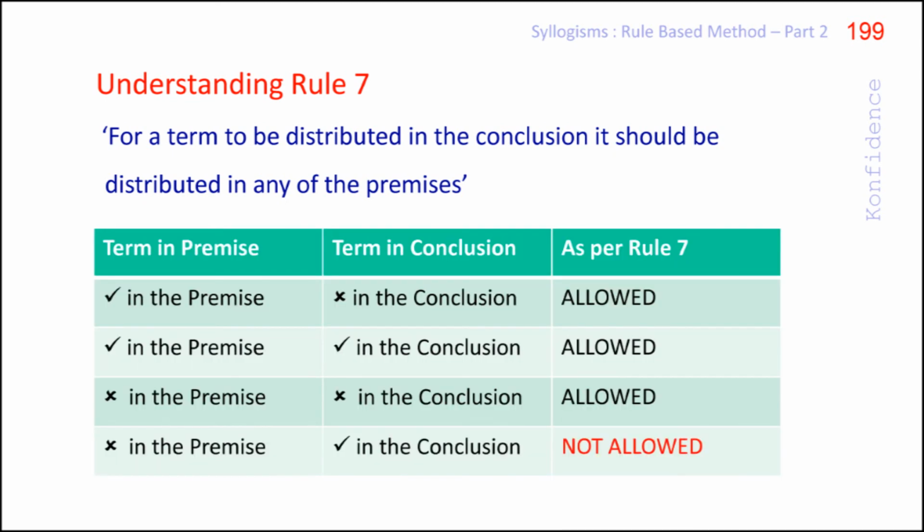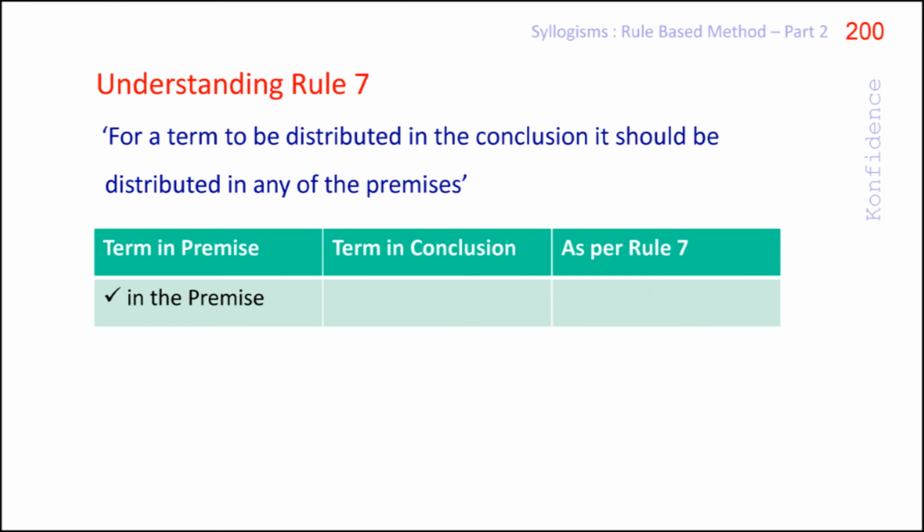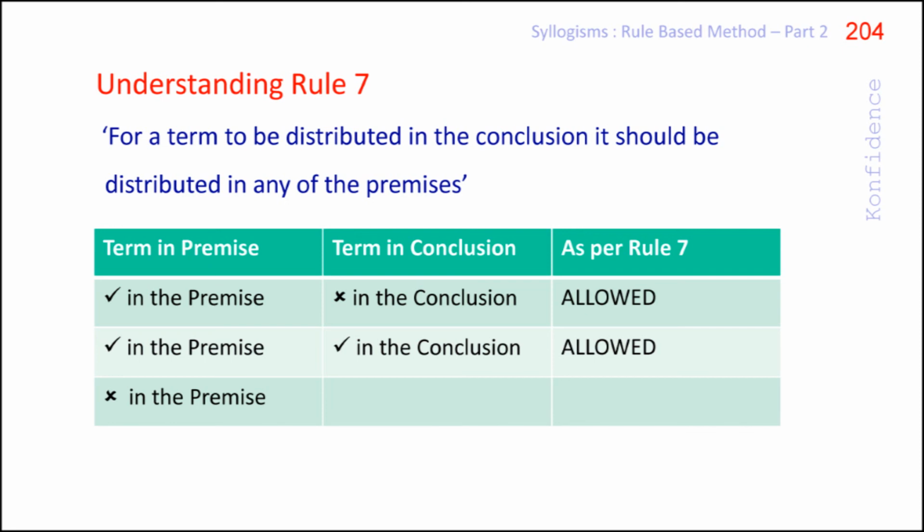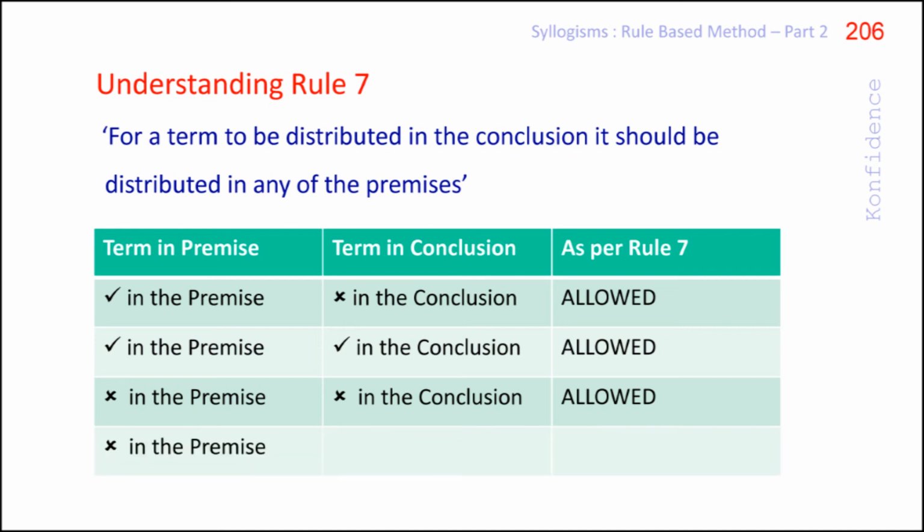The implication of rule number 7 on different scenarios are given in the table. It can be explained as follows. A term can be distributed in the premise and not distributed in the conclusion. A term can be distributed in the premise and distributed in the conclusion. A term can be not distributed in the premise and not distributed in the conclusion. A term cannot be not distributed in the premise and distributed in the conclusion.